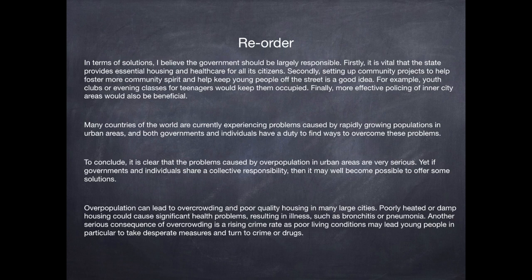Okay, time is up. So the first paragraph goes to which one? Yeah, the second one, right? "Many countries of the world." And the second one goes to the last one, "overpopulation can lead to overcrowding." And the third one goes to "in terms of the solution." So the last one goes to the conclusion.